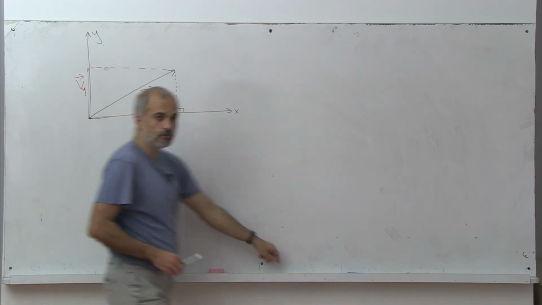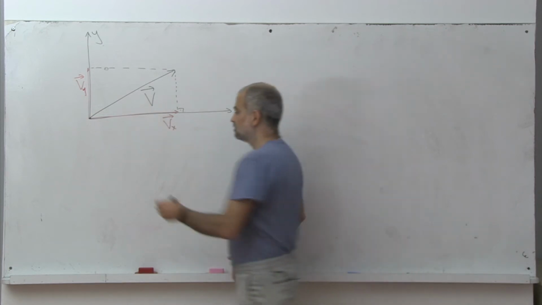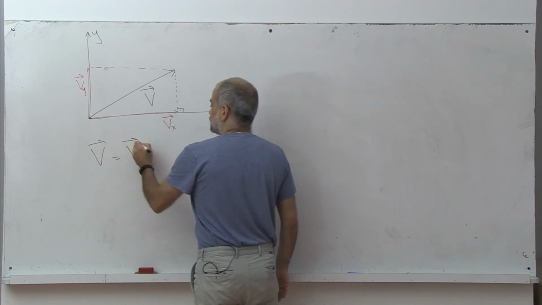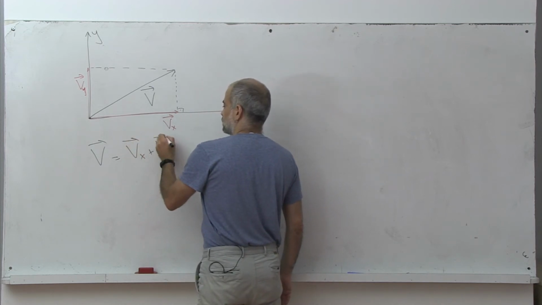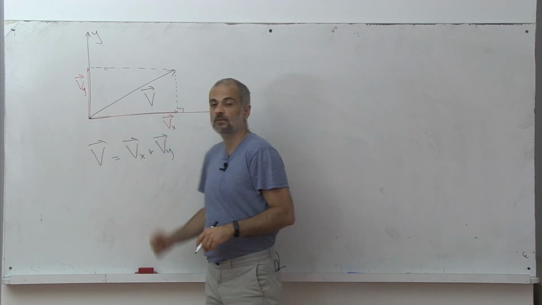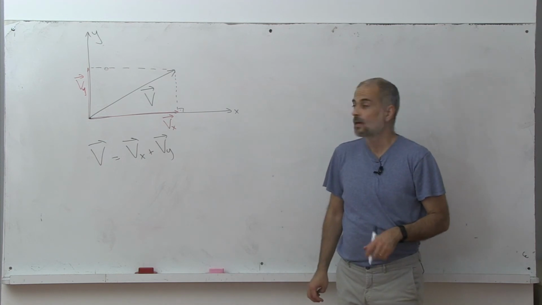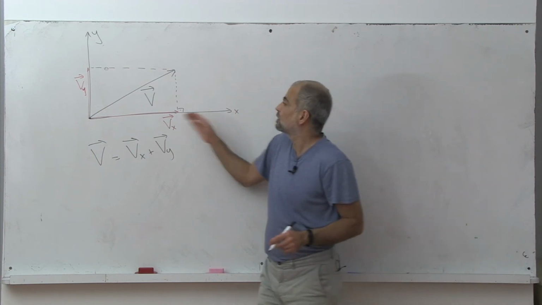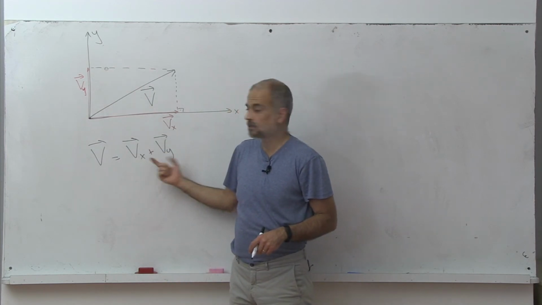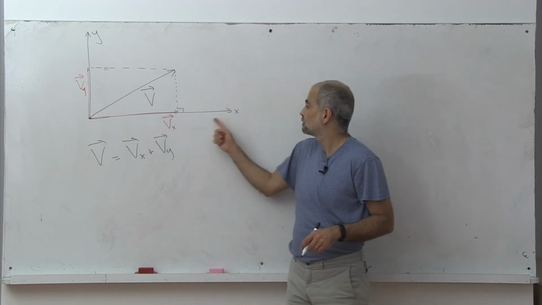So from the parallelogram method of adding vectors, we see that the vector v can be written as the sum of vx and vy. And this vx and vy are called the vector components of this vector v. Of course, if you change the coordinate axis, the x and y axis, the vector components can be different. But still, at the end of the day, the vector v will be the same independent of how you choose your axis.